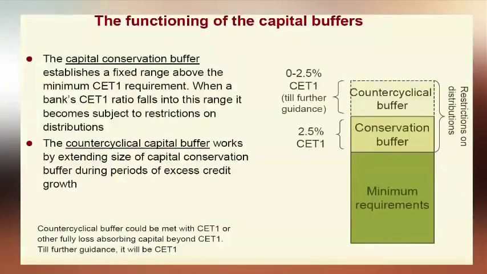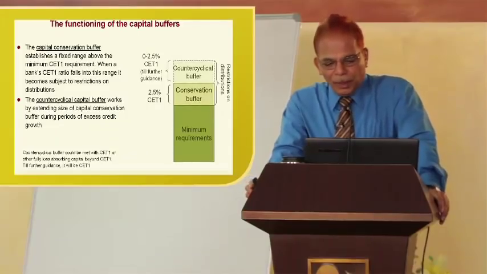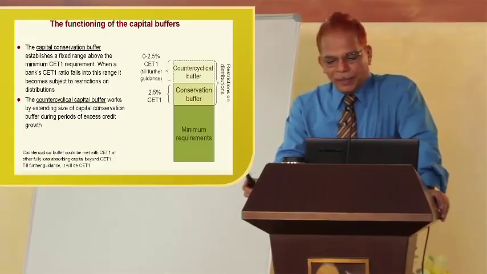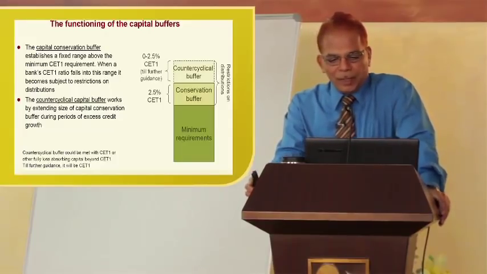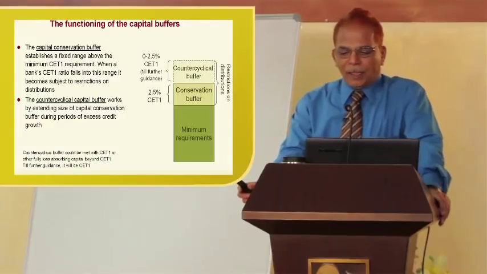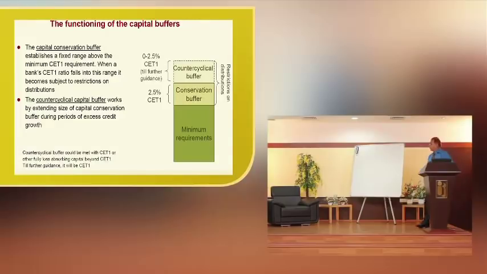So the functioning of the two additional capitals: the capital conservation buffer is above the minimum requirements. The capital conservation buffer has to come out of the common equity Tier 1 capital, and the counter-cyclical buffer has been prescribed, and it is left to the regulator to prescribe this from 0 to 2.5%. So there is an additional requirement of up to 5% over the minimum requirement.